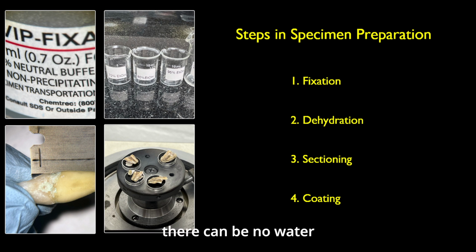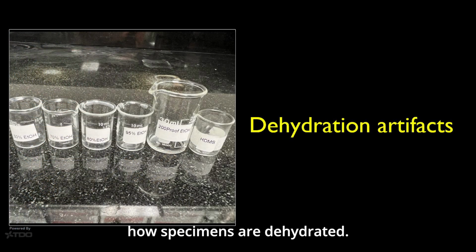Now, the second step in specimen preparation is dehydration. Because under the electron microscope, there can be no water and the specimen is viewed under very high vacuum. Dehydration produces all kinds of artifacts which can be mistaken in image interpretation. So you have to be aware of how specimens are dehydrated.